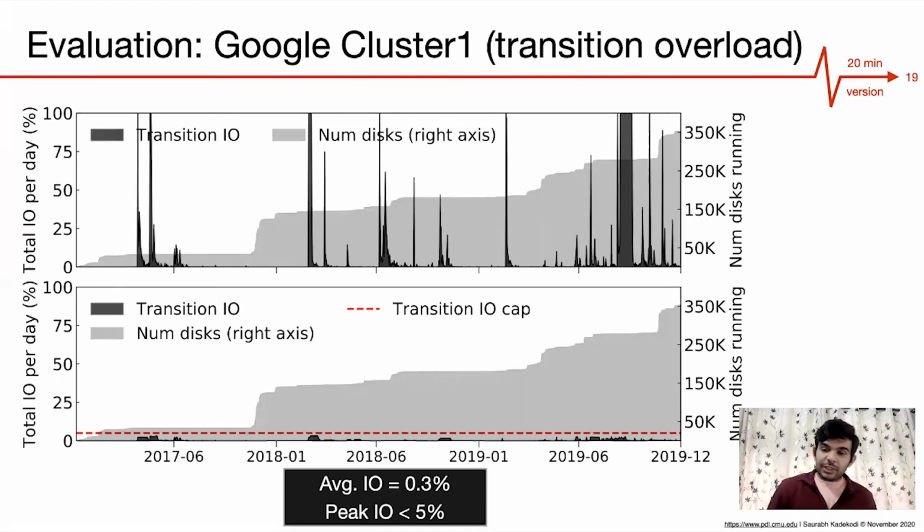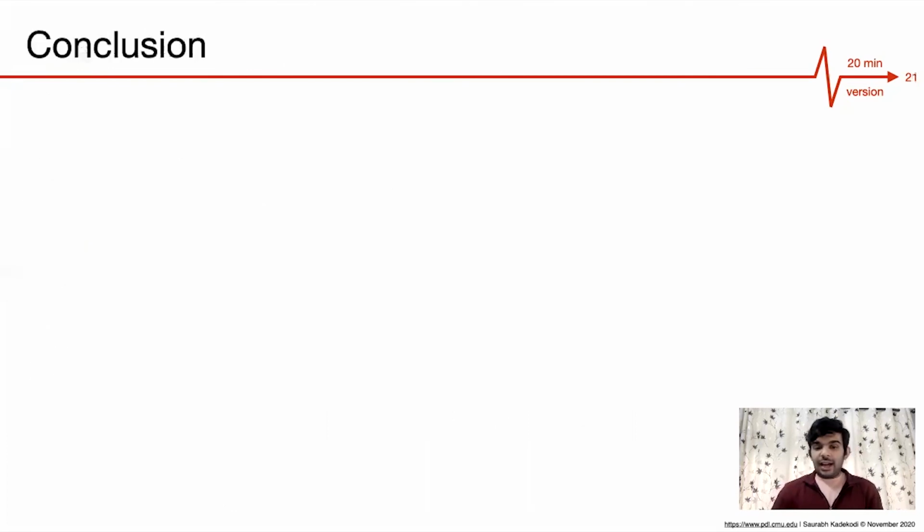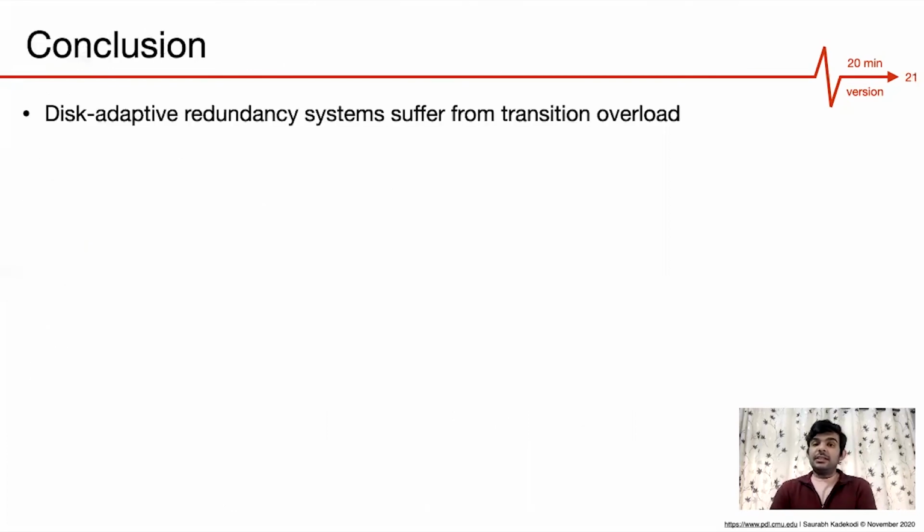In spite of doing proactive transitions, reducing the cost, etc., Pacemaker is still able to achieve an average space savings of 14% and a peak space savings of 25%. So the bottom graph here shares the same x-axis as the top graph, but it shows the different redundancy schemes that are exercised on the data stored in this cluster over time. Now, a 25% space savings for a cluster that has 350,000 disks means that 75,000 fewer disks were required because of Pacemaker. In conclusion, I'd like to say that disk adaptive redundancy suffers significantly from transition overload.